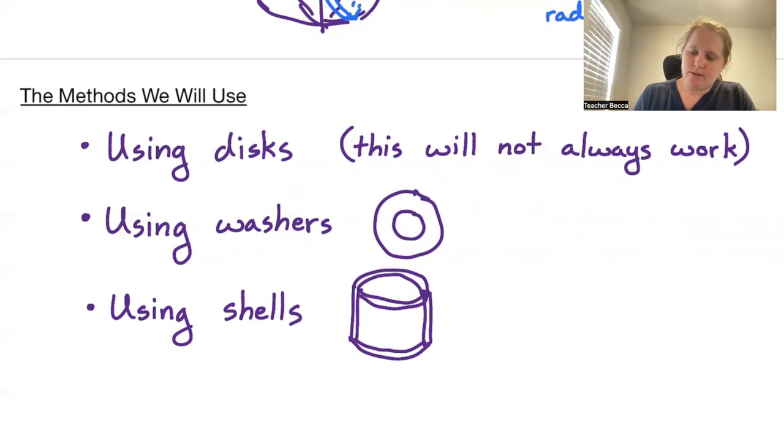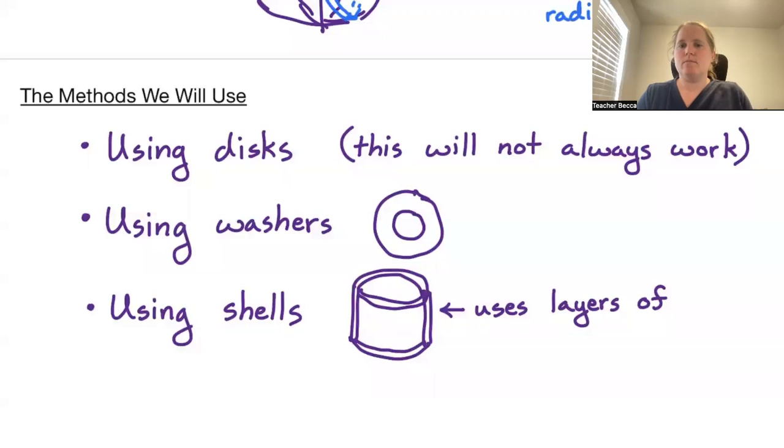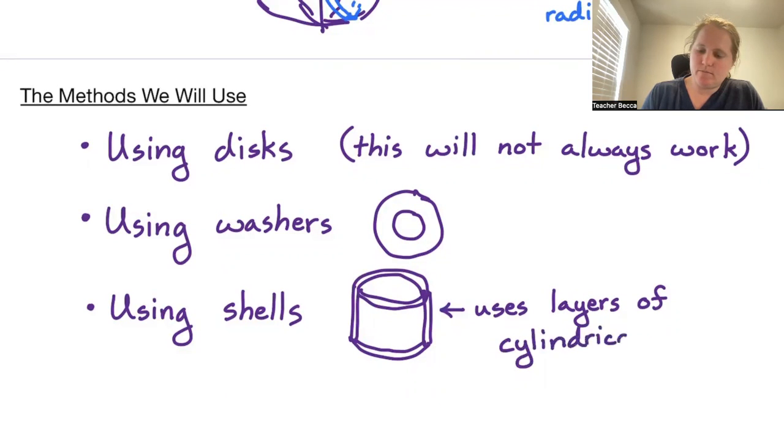So this uses layers of, oops, I need to update my screen. So again, the shells is essentially we use layers of the outside of cylinders. So layers of cylindrical shells. So these will be the 3 methods we will work on.